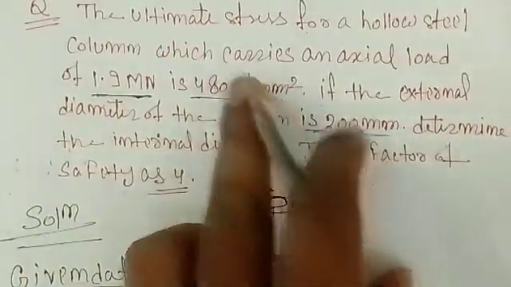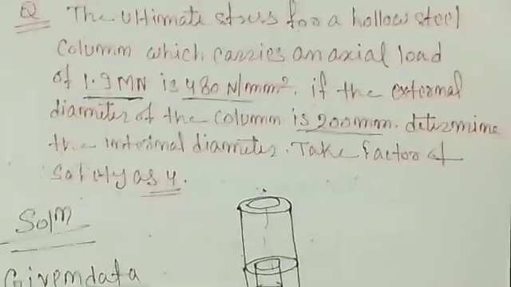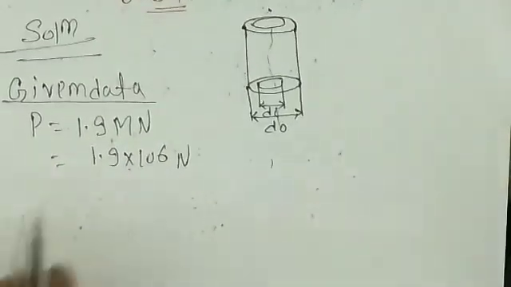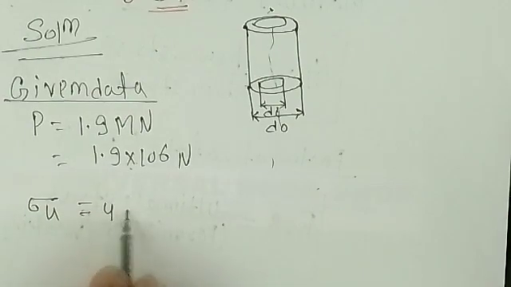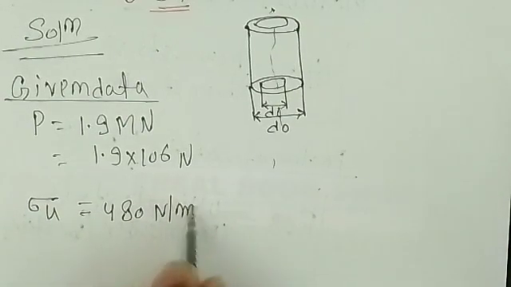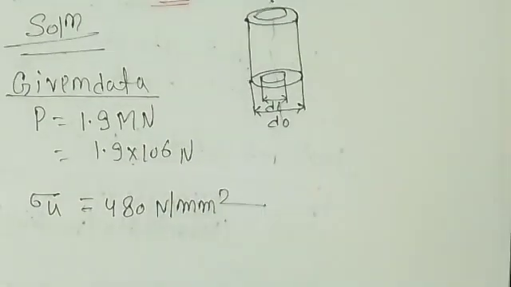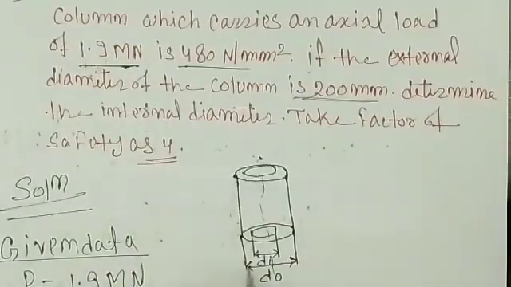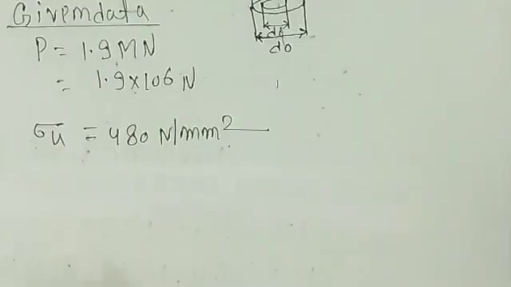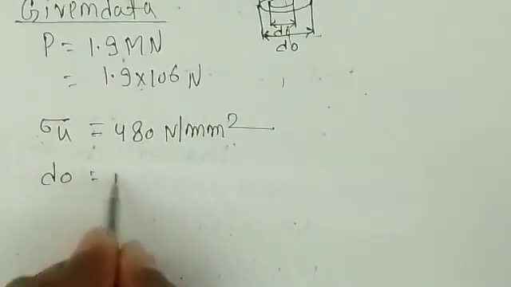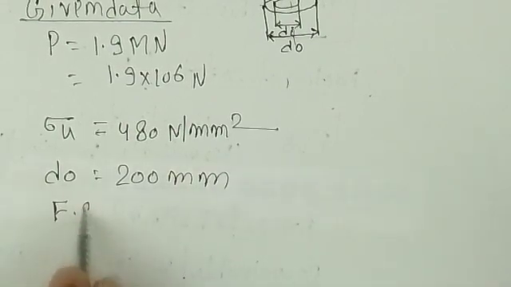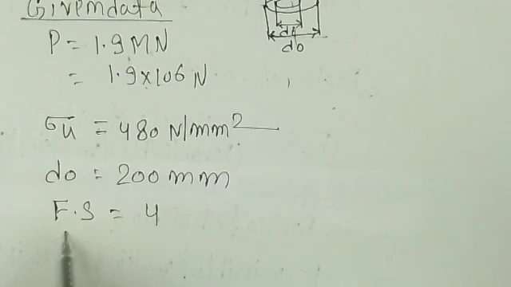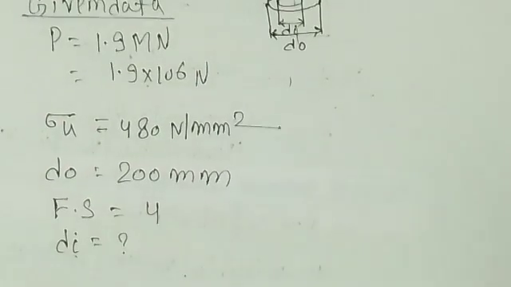Because of this axial load, the ultimate stress is 480 Newton per mm square. So I am denoting the ultimate stress with sigma u, which is 480 Newton per mm square. The external diameter D naught is given as 200 mm. The factor of safety, Fs, is given as 4. You need to find the internal diameter.